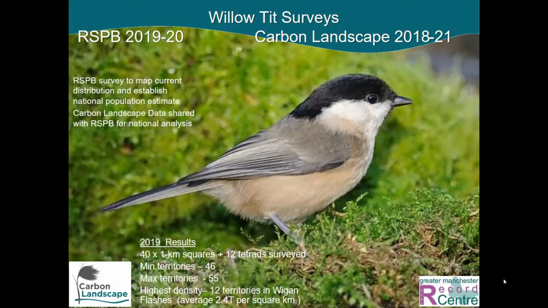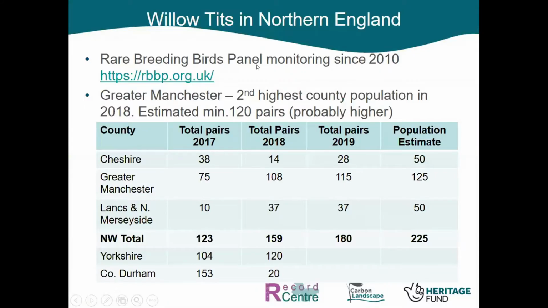Okay. Then what we do every year with this data is that we supply it to the Rare Breeding Birds Panel, who've been monitoring the species since 2010. So you can go onto their website and download the annual reports, apart from the most recent one, which is published in British Birds magazine. So if you have a look, I'm showing here the figures for 2017 to 2019. And in the final column, you've got a population estimate.